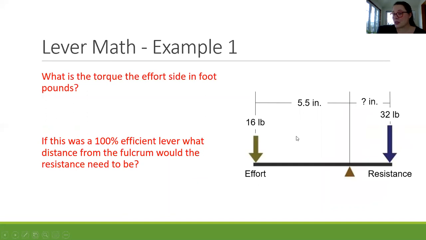So a couple of lever math questions. Most of our lever math questions, we'll do a first class lever and a second class lever. We won't deal with a third class lever. These ones are just good ones for applying to us.